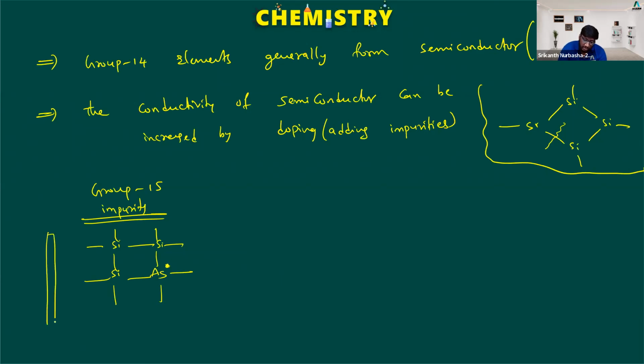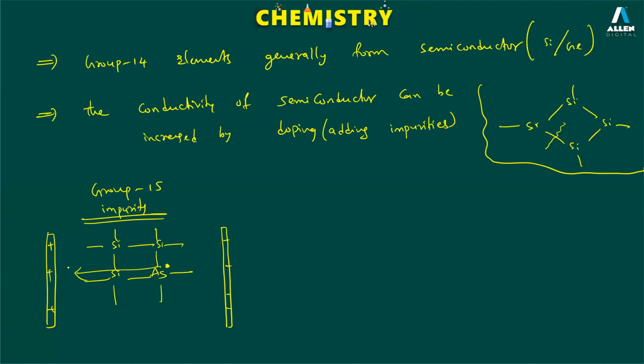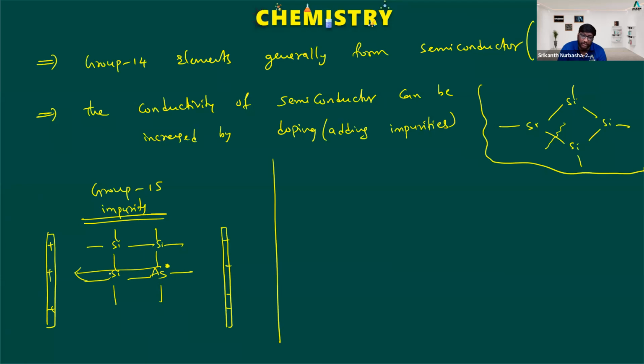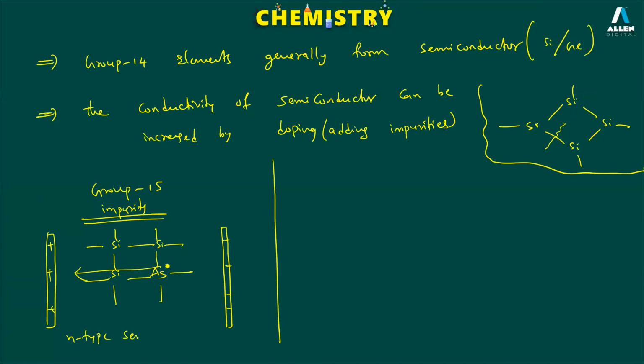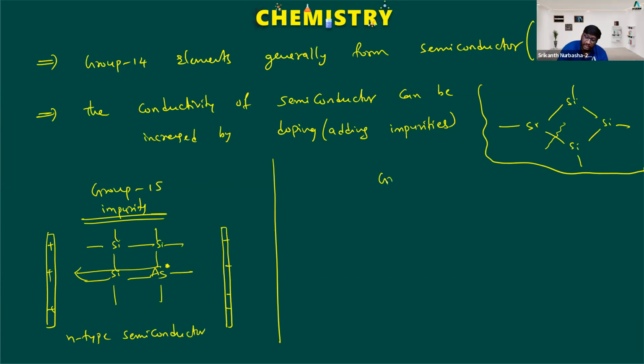If I place a positively charged plate here and a negatively charged plate here, the electrons will move towards the positively charged plate. So the increase in conductivity can happen, and that is why these are what type of semiconductors? P type or N type? N-type semiconductors.